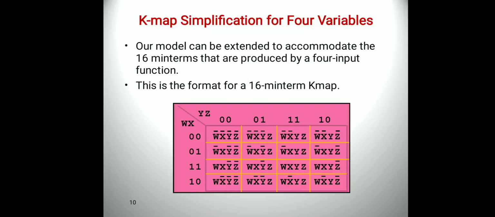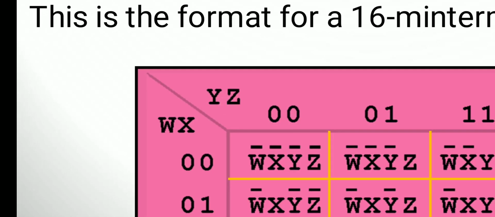K-map simplification, or the plotting of K-map for the 4 variables. This model can be extended to accommodate the 16 minterms that are produced by 4 input functions. As there are 4 input variables, therefore 2 raised to 4 is equal to 16, means 16 cells. Therefore, the input variables w, x, y, z are divided into two parts, wx and yz. We can interchange these positions, no doubt.